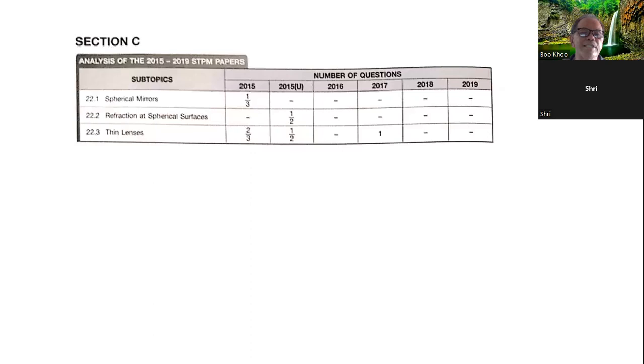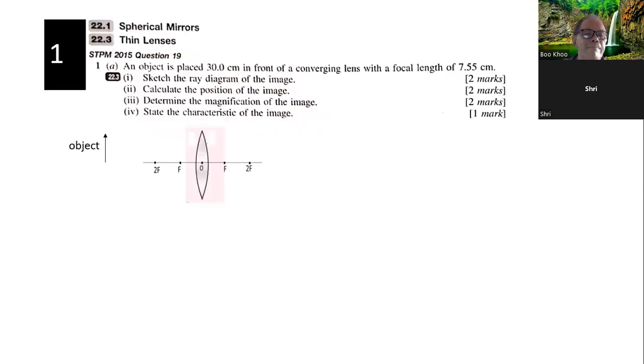Okay, let's go to the next one. Section C. An object is placed 30 cm in front of the converging lens with focal length 7.5 cm. Sketch the ray diagram of the image. You should be able to do that.